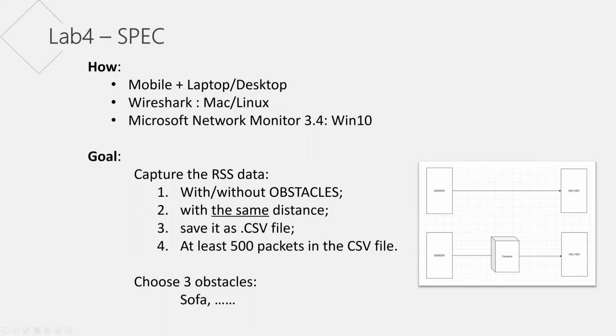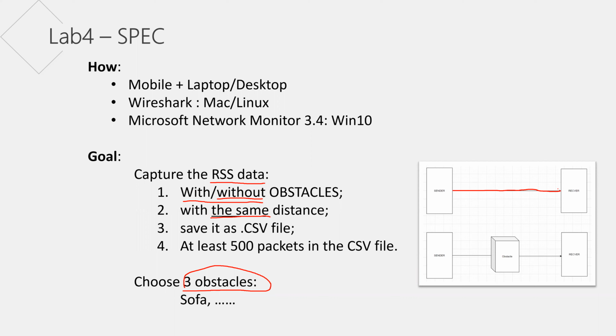So again, in this lab, we just collect the RSS data with and without obstacles. For the with obstacles, we choose 3 different obstacles, right? So we have 3 different data sets. And without obstacles, which is a line of sight environment. So totally 4 data sets. And we keep the same distance. So we just use a fixed distance.